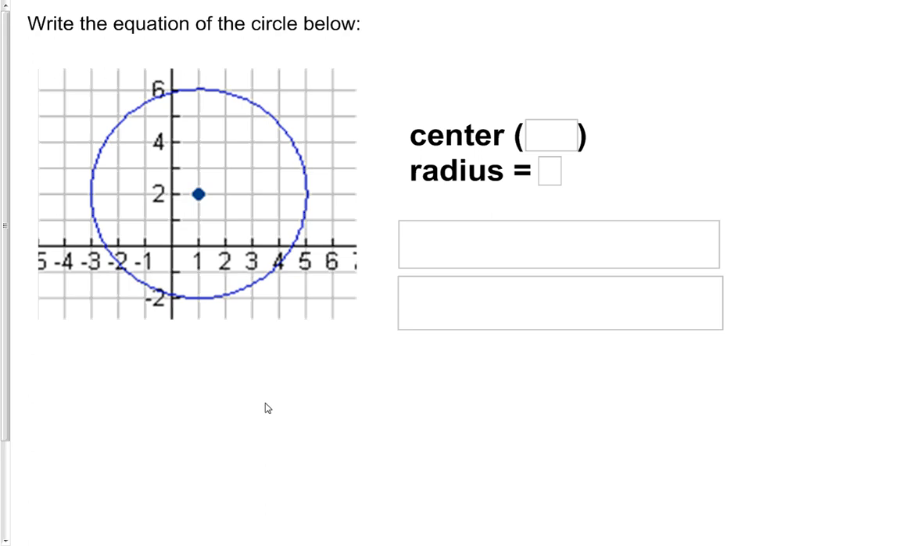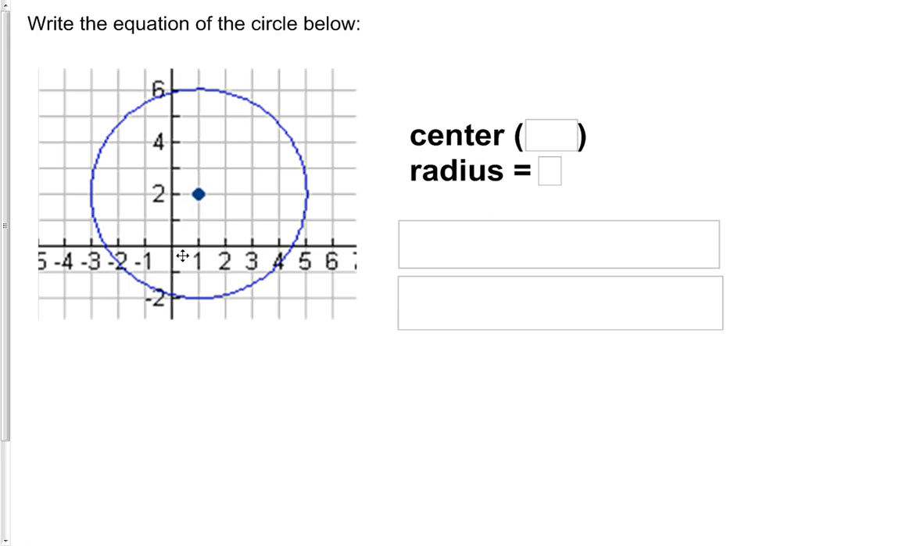In this section, we're going to use the information from a graph to write the equation of a circle. Once you obtain the critical information, that being the center and the radius, it's no different than what we did in the first section, which is simply popping those values into the standard form equation of a circle. So let's start with this graph here.